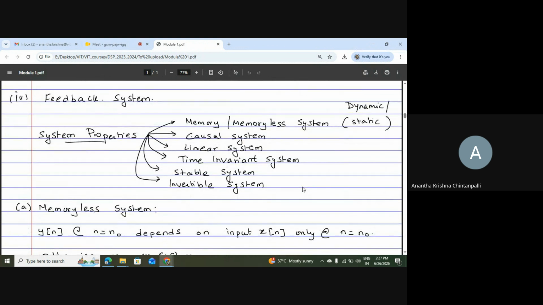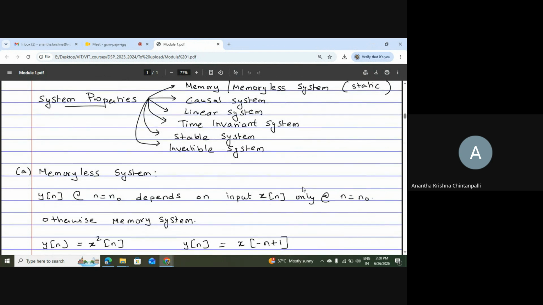Now, system properties. What are the properties associated with the system? That is the one we are going to discuss today. Whether the system has memory or is a memoryless system. In other words, memory means dynamic, memoryless is static. Whether it's a causal system, linear system, time invariant system, stable system, or invertible system. Now let's start with the proper definition associated with it.